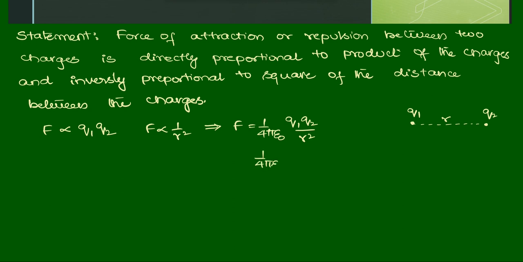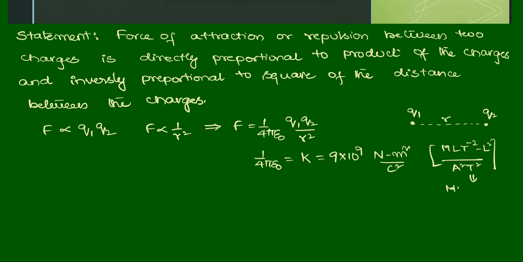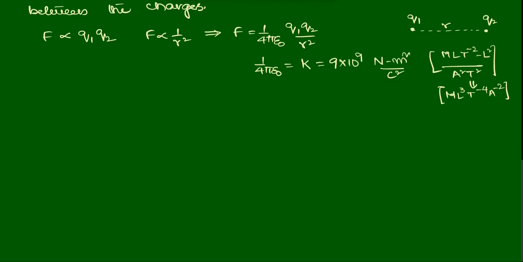This 1 by 4 pi epsilon naught we will represent with K, whose value is 9 into 10 to the power of 9 Newton meter square per Coulomb square, and its dimensional formula will be like this: Newton means M L T to the power of minus 2, meter square is L square, by Coulomb square, ampere square times second square. So its dimensional formula will be M L cube T to the power of minus 4 A to the power of minus 2. And here epsilon naught is called the permittivity of free space.